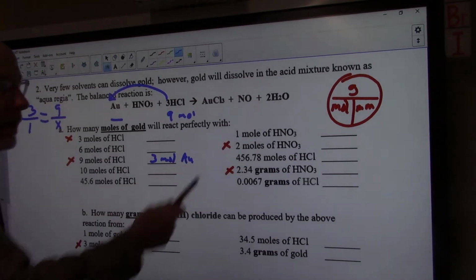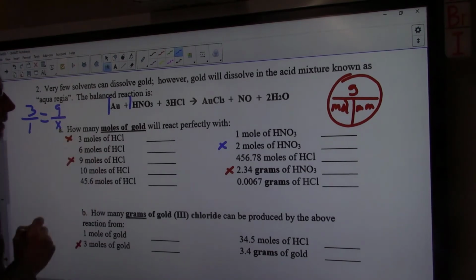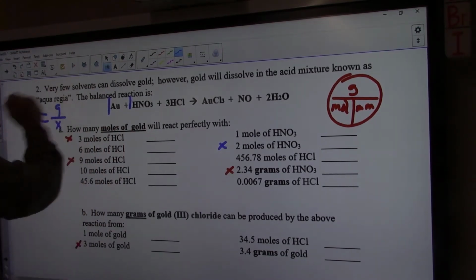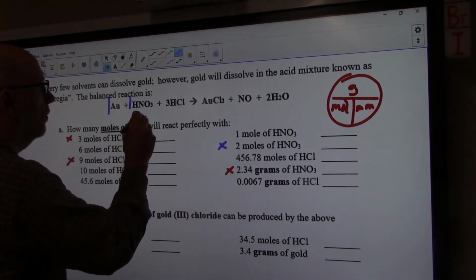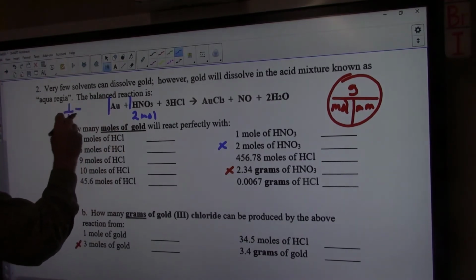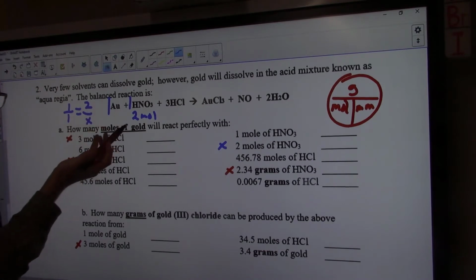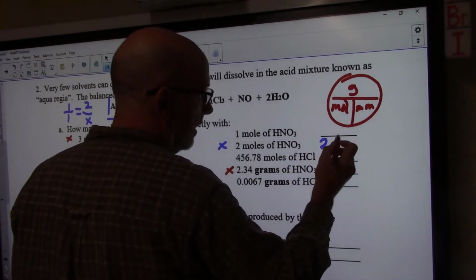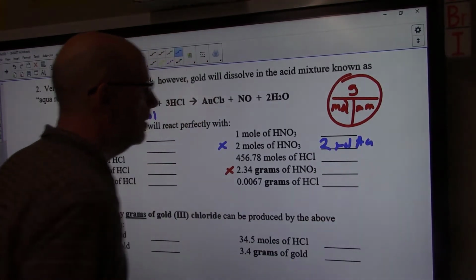Let's take a look at some problems over here. HNO3 has a 1 in front of it. Gold has a 1 in front of it, and those are mole to mole ratios. So what if I had 2 moles of HNO3, 2 moles. All right, I'd say 1 is to 1 as 2 is to x. 1 and 1 are the same number, so my answer is 2. So I should need 2 moles of gold for this reaction to occur.